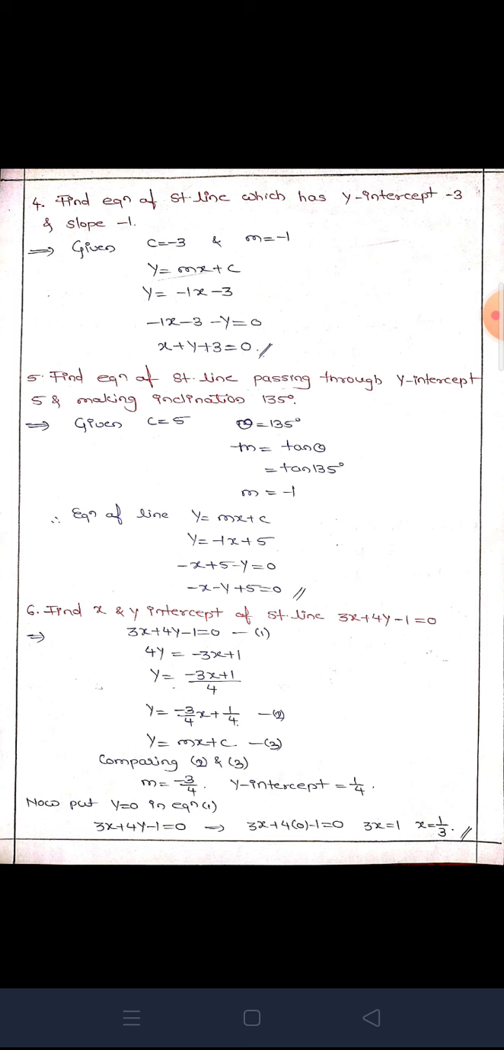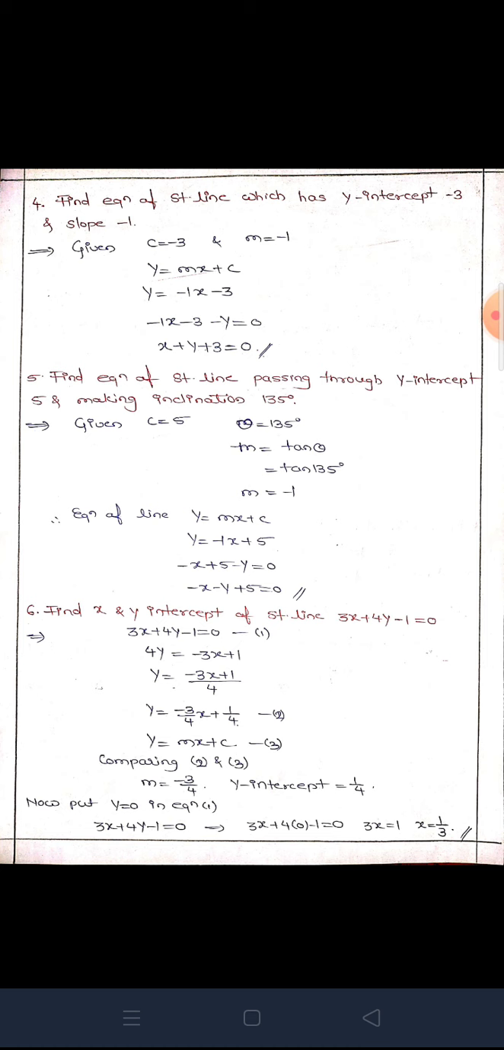So bring all the terms to the RHS. So minus x minus 3 plus y becomes minus y is equal to 0. Take the minus sign out as common. So x plus y plus 3 is equal to 0. This is the solution for the question.